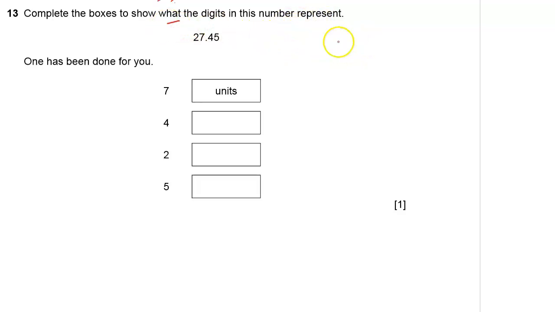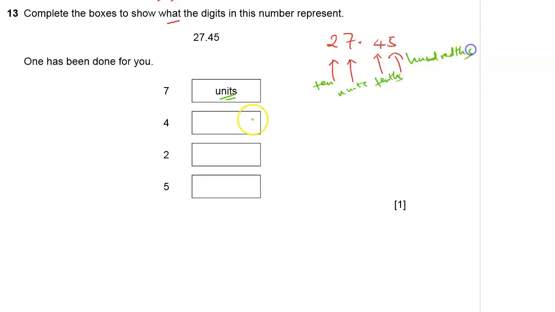Number 13, complete the boxes to show what the digits in this number represent. Of course, the number is 27.45. Of course, you know, we have these places right there. And therefore, the place right here, 2 here is tens. For 7 here is units. We have been given it right there. 4 here is tenths. This is tenths. And then for 5 here is hundredths. This is hundredths.